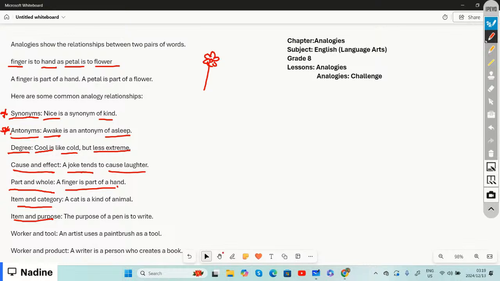So item and purpose. The purpose of a pen is to write. So it's almost like you have your items, and then we need to say what the purpose of these items is. For example, you have a chair. What is the purpose of a chair? It's to sit. What is the purpose of a pen? It's to write. What is the purpose of a pot? It's to cook. Or the stove, it's to cook. So the items and the purpose go hand in hand.